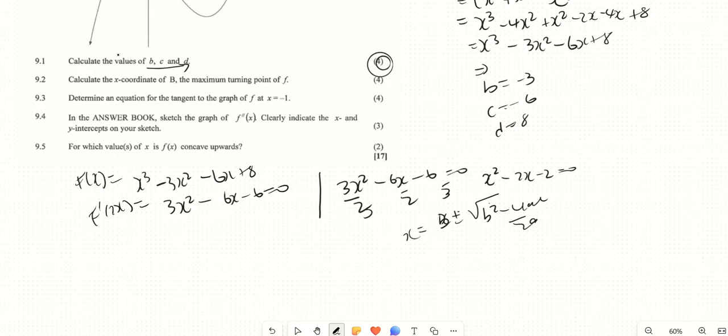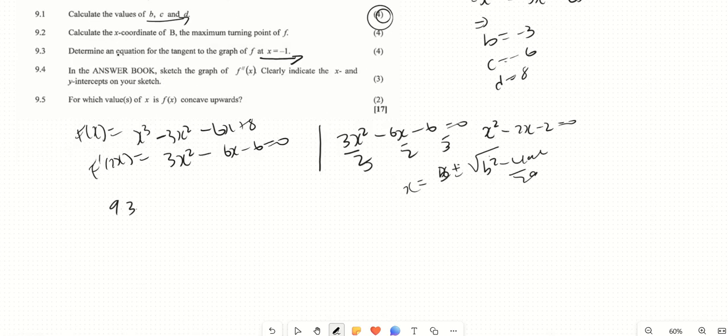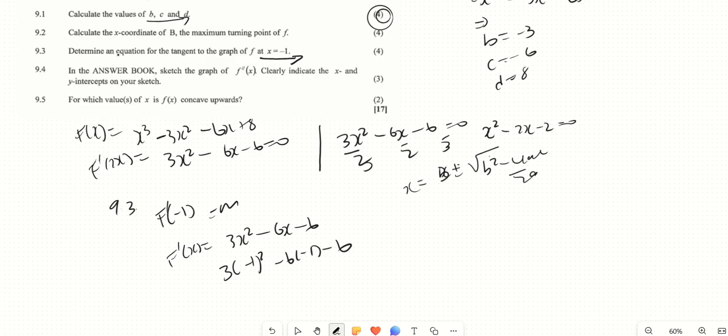So determine the equation of the tangent when x equals -1. So what do we do in that case? Talking about the tangent, 9.3. Talking about tangent, f prime of -1 equals m. So we're going to say f prime here equals 3x squared minus 6x minus 6. So we have 3 into -1 squared minus 6 into -1 minus 6. So we have 3 plus 6 minus 6 equals m. So the gradient m equals 3.